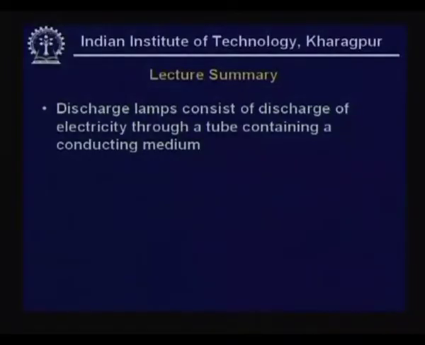Further, discharge lamps, as already said, work by the process of discharge of electricity through a tube containing a conducting medium. This medium is either a gas or a vaporized metal. In case of mercury, it was a liquid metal. In case of sodium, it is a solid metal.